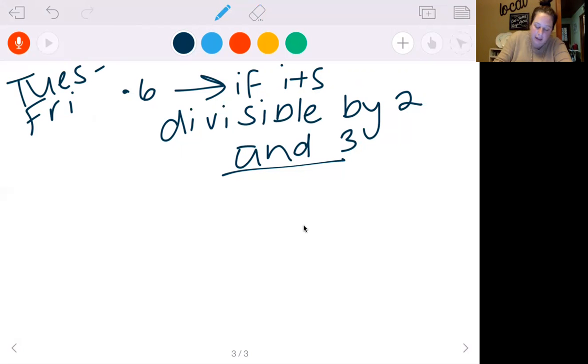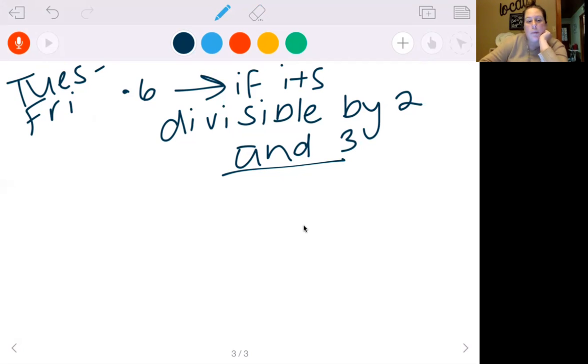So let's give the example 2,016. It ends in an even number so that we can put a check by 2. It is divisible by 2. Now let's try 3. To see if it's divisible by 3, I would add those numbers up. 6, 7, 8, 9. I can divide 9 by 3 and get 3. So it checks out for 3 too. So 2,016 is also divisible by 6.